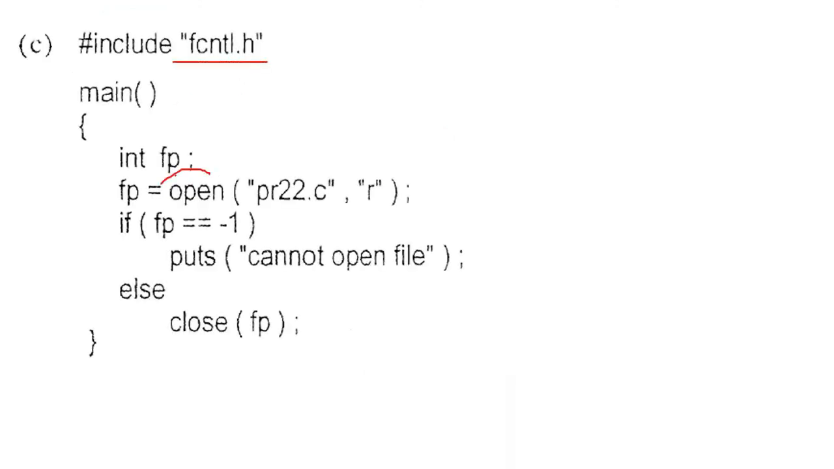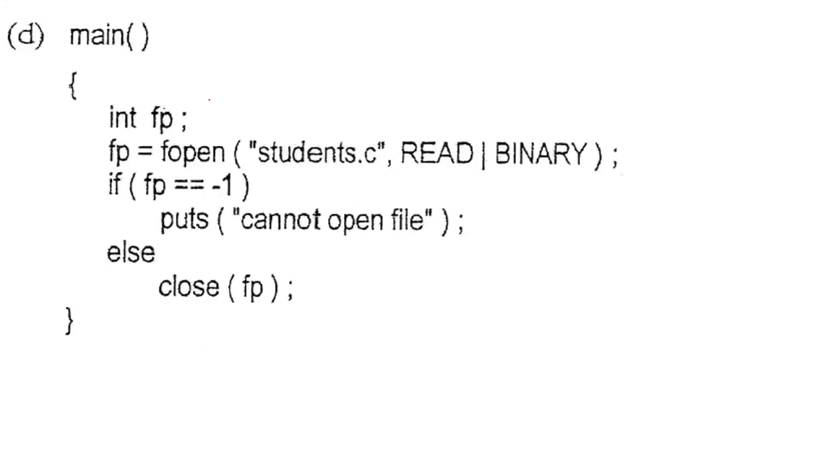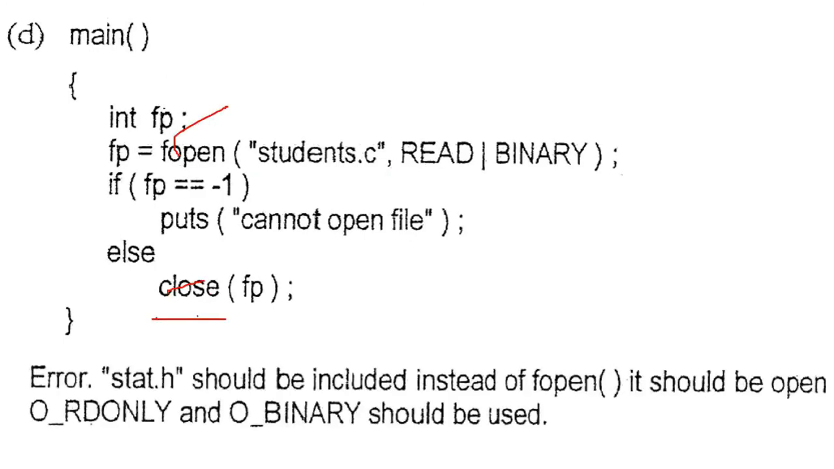So the only error is, because we are opening it with open, R cannot be used. We have to use this O_RDONLY. This should be used in place of R. Again we have fp, fopen, and then we are closing using close. So fopen and close. First of all, for this kind of situation, we have to have a stat.h included instead of fopen. This has to be seen. And this read and binary will not work. We have to use O underscore, that is O_RDONLY and O_BINARY.